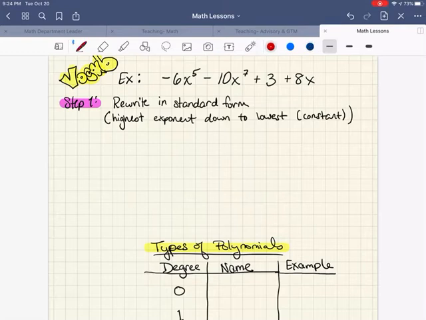So I write negative, you always carry the signs with it, 10x to the 7th. The next one is the 5, so that goes next. Negative 6x to the 5th.